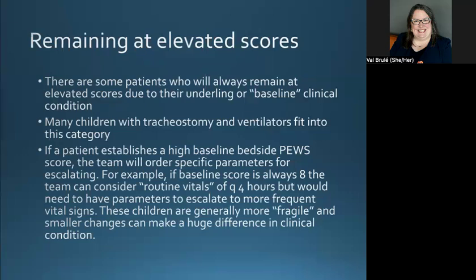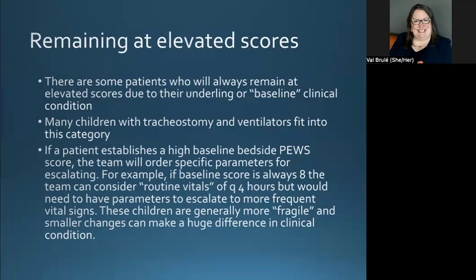If the patient does establish a high baseline bedside PEWS score, the team, including the physicians, in discussion with the nurses, will order specific parameters for escalating. For example, if the score is always 8 as a baseline, the team can consider routine vitals of Q4 hours, but would need to have parameters to escalate to more frequent vital signs.